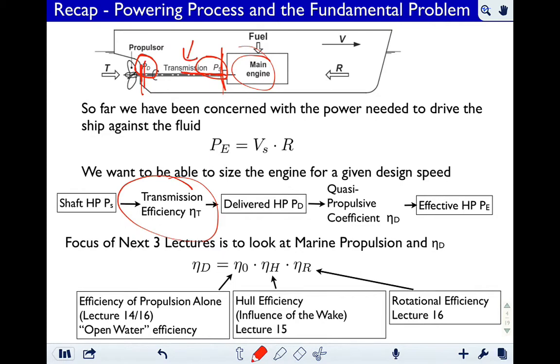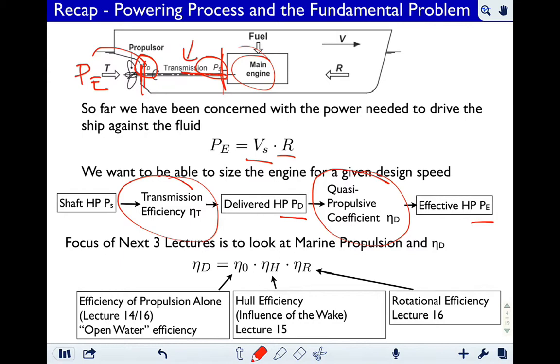So between PD and what we care about is PE. That's the power needed to drive the bare hull at our ship speed VS against the bare hull resistance R. Between PD and PE are losses due to inefficiencies in the propulsor. And those are tied up here in this quasi-propulsive coefficient η_D, sometimes noted QPC. And those represent the losses, the efficiency, I guess, transferring power from PD, where the shaft exits the hull, to PE, basically where the rubber hits the road.